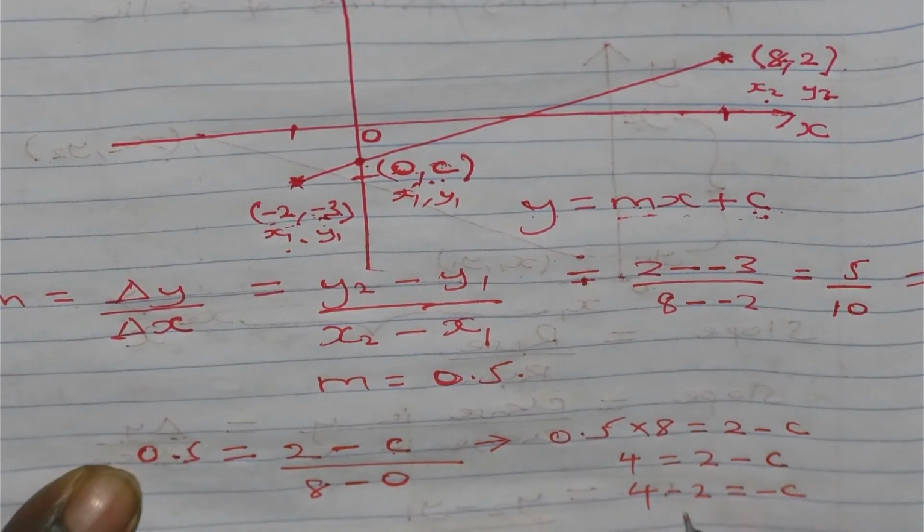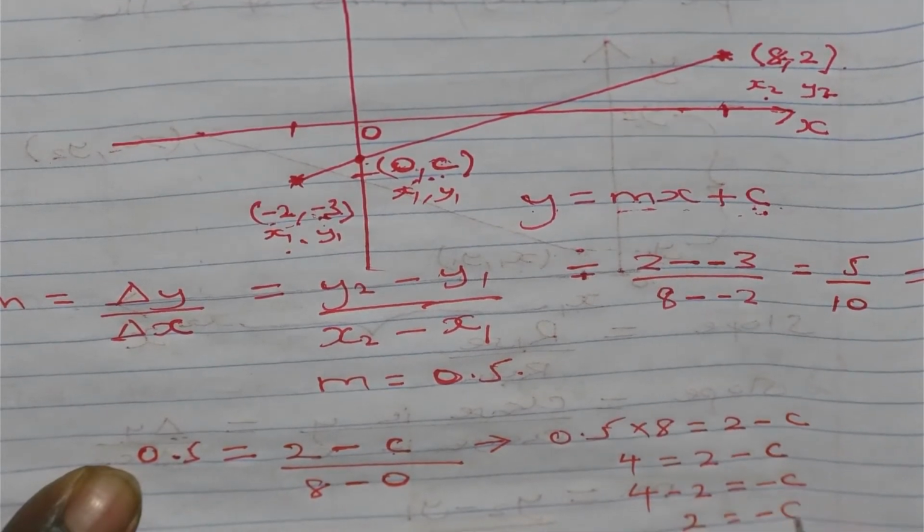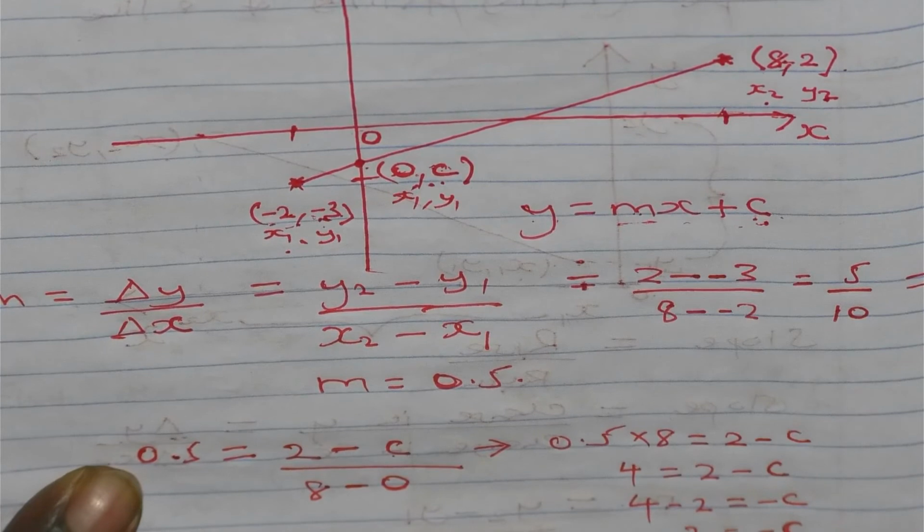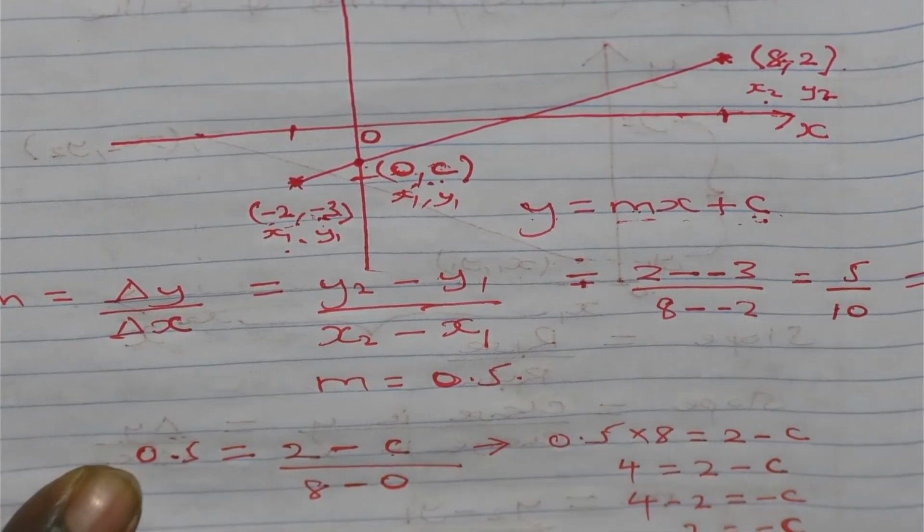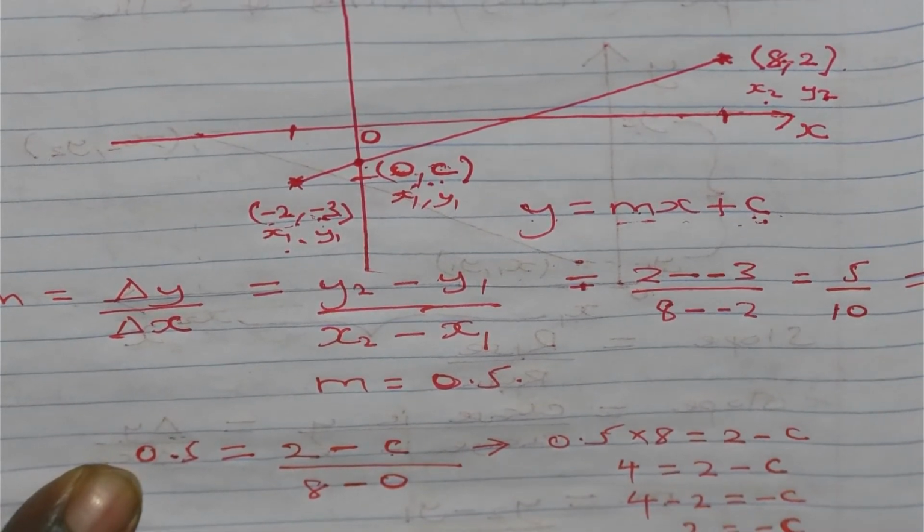That's going to give us 2 is equals to minus c. Now we want c, we don't want negative c. So it means divide by negative 1, divide by negative 1.